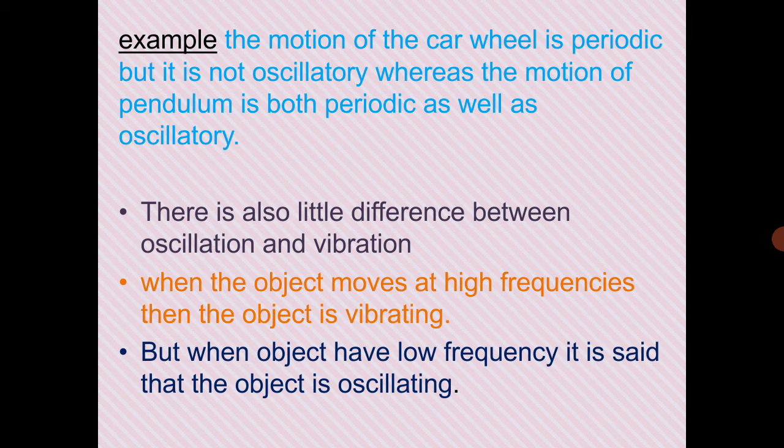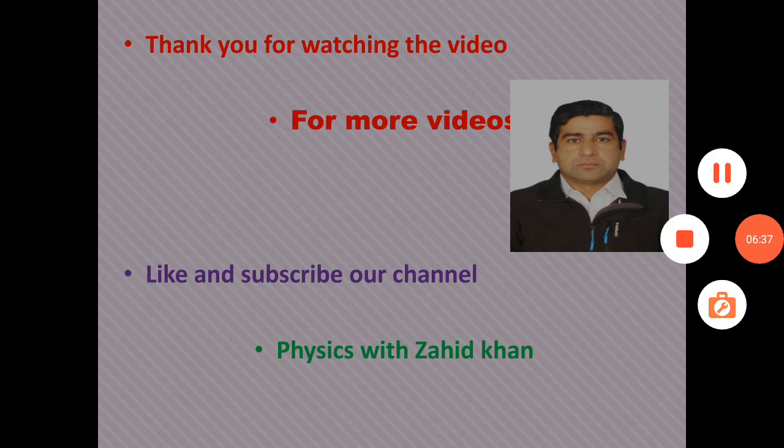But when the object has low frequency, it is said to be oscillating. For example, the pendulum motion and the swing motion oscillate with low frequency. So the difference between oscillation and vibration is the frequency: one has a very high frequency and the other has a low frequency.